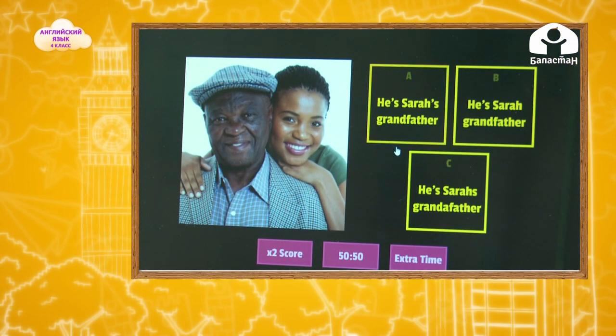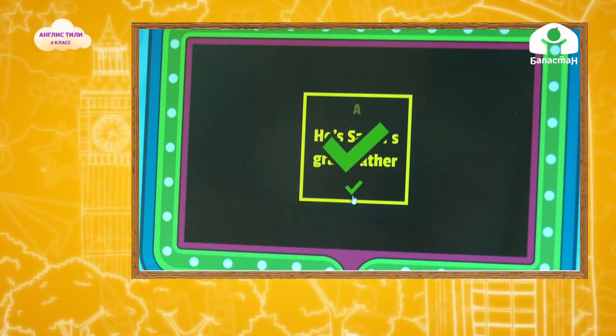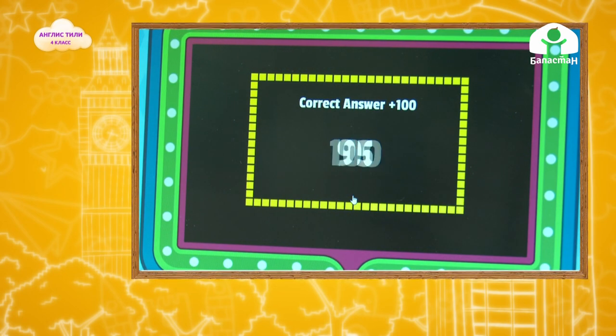Choose the correct answer. He is Sarah's grandfather. In C, you don't have apostrophe S. That's why you choose A. Super! Wow, you get 100 points.